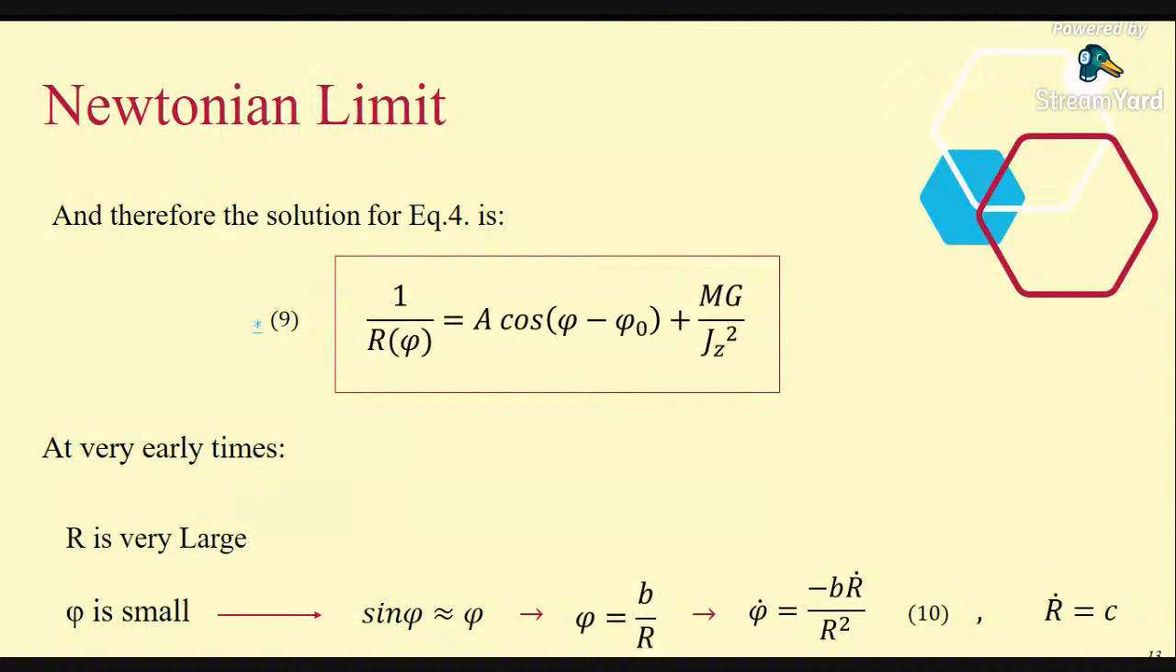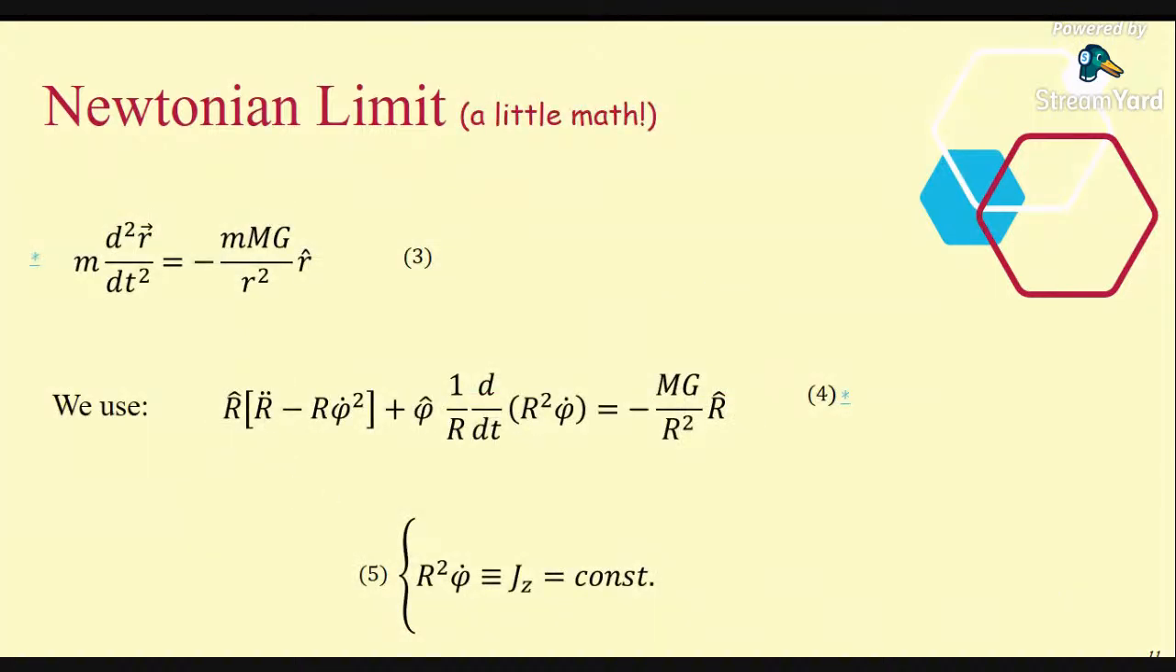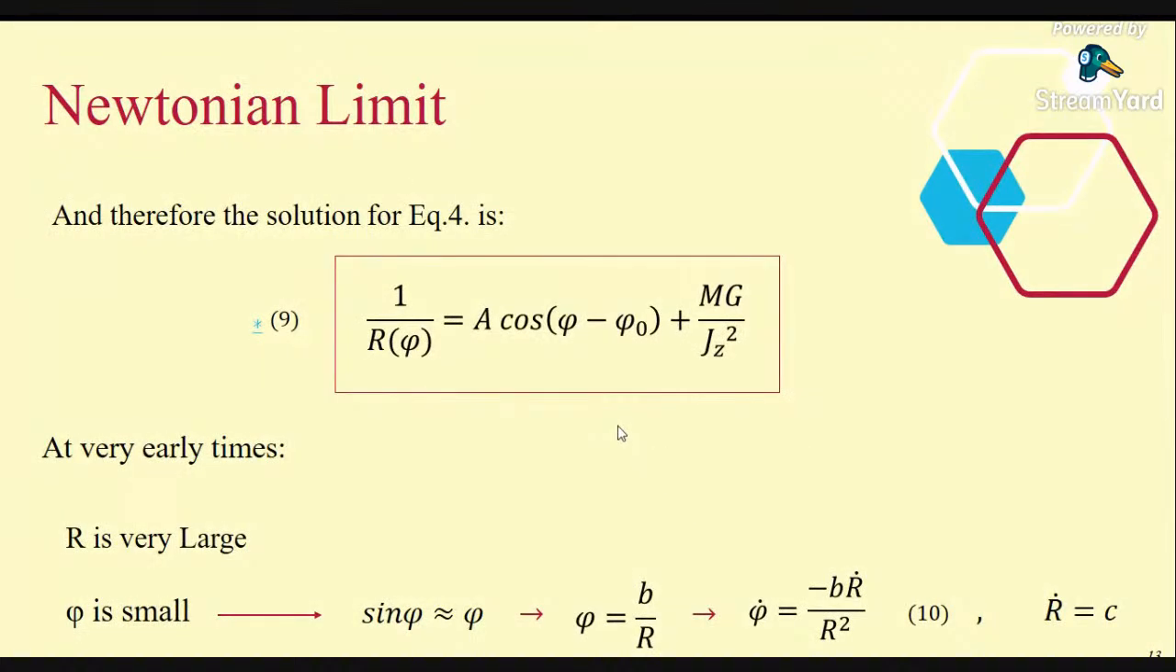Next slide we have dot, yeah. And therefore the solution for equation four is equation nine. If you remember equation four, the solution for this equation is equation nine. And I should remember we used two tricks. The first one was using the conservation law for angular momentum. And the second one was defining U parameter as one over R. That helps us to reach the solution. Before going further, we look at the value of the conserved quantity Jz.